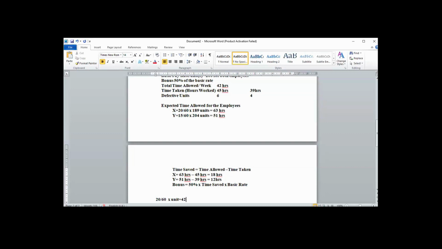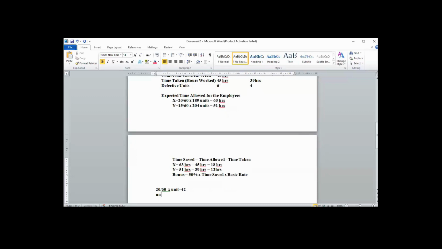Now, mathematically, 0 can cancel 0. 1 goes into 6, we have 1 over 3. At the end of the day, we have 1 over 3 units, unit divided by 3 equals 42. Is that not so? Yes, sir. When you cross multiply mathematically, you have unit equals 42 times 3. Which equals what?